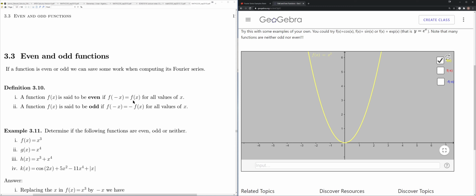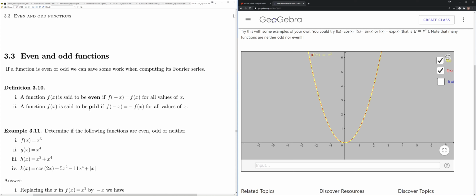And an example of an even function is f of x equal to x squared. Because this is the function x squared, and the red graph over here is f of minus x, and what you want to notice is that in this case f of minus x is equal to f of x. So graphically we see that f of x equal to x squared is an even function.